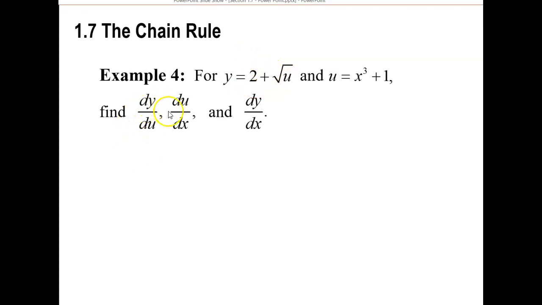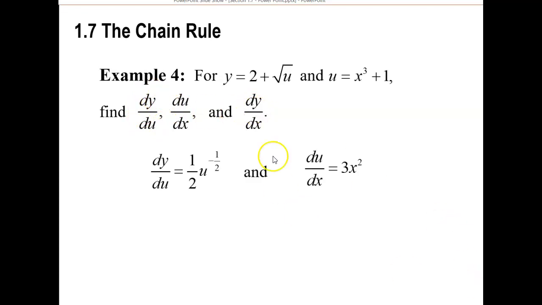We can find dy du, in other words, the derivative of y with respect to u. du dx means the derivative of u with respect to x. And then there's a formula, we can put those two things together to find dy dx. Basically, if you find dy du and then you find du dx, if you multiply, the du's cancel and you end up with dy dx.